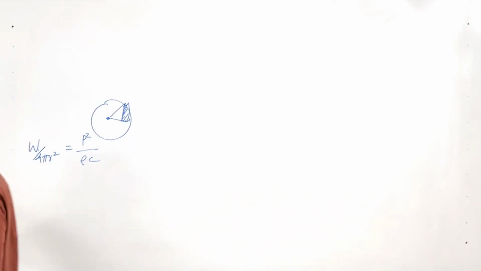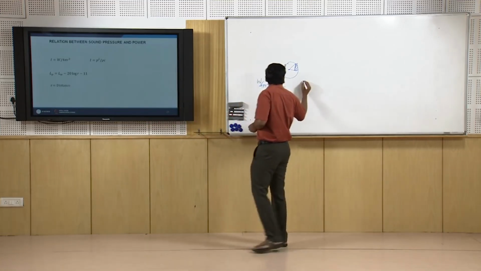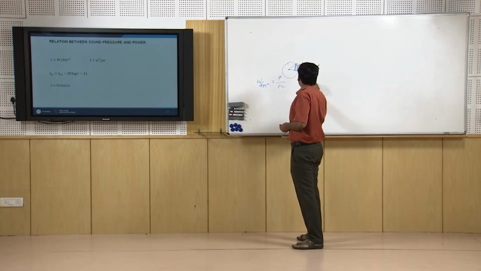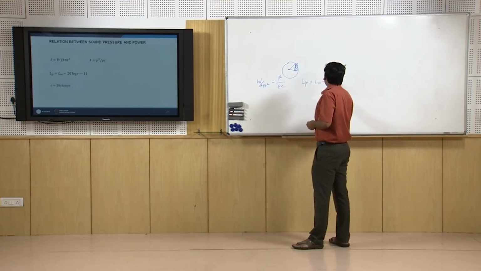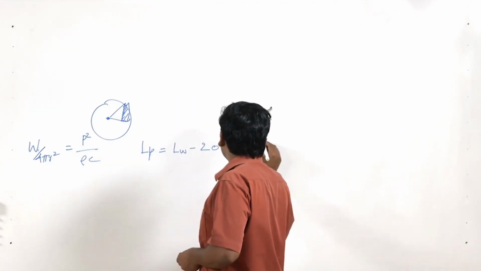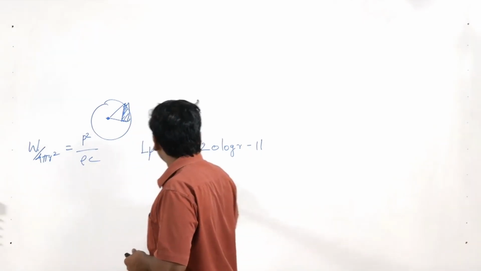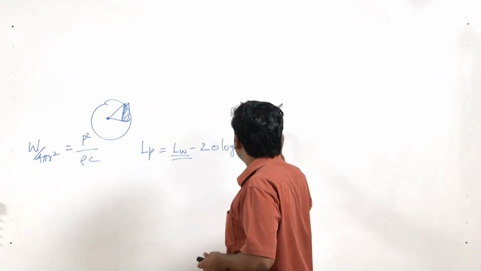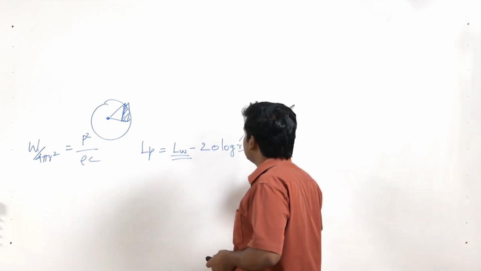If you take log and equate it, you will get an equation like this: LP, that is sound pressure level, will be equal to LW minus 20 log R minus 11. Here LW is the sound power level, R is the distance, and 11 is a constant.